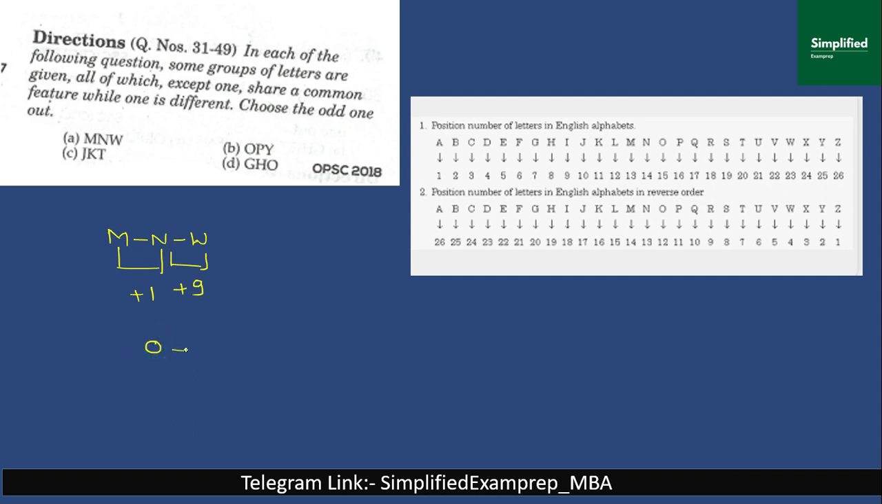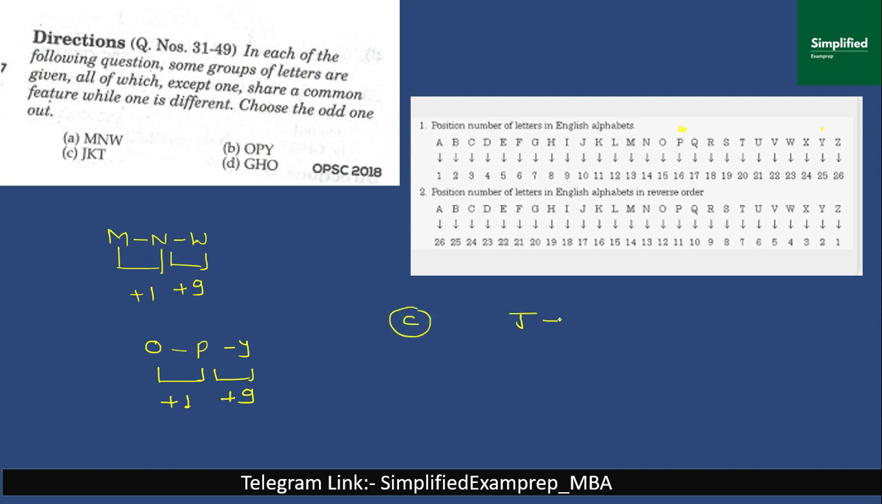Now in option B we have O, P and Y. Similarly, the same rule is followed, I guess, plus 1 and then P and Y. Look here, for convenience I add the alphabet also. Here is the P and here is the Y. 1, 2, 3, 4, 5, 6, 7. So the rule is followed. Now A and B follow the rule.